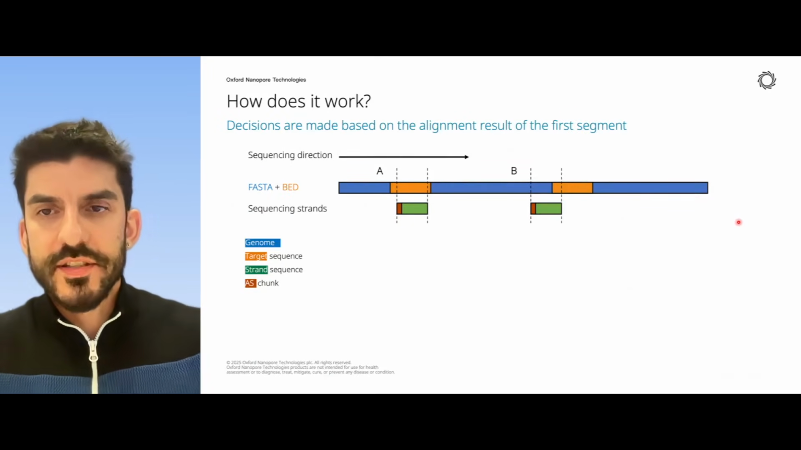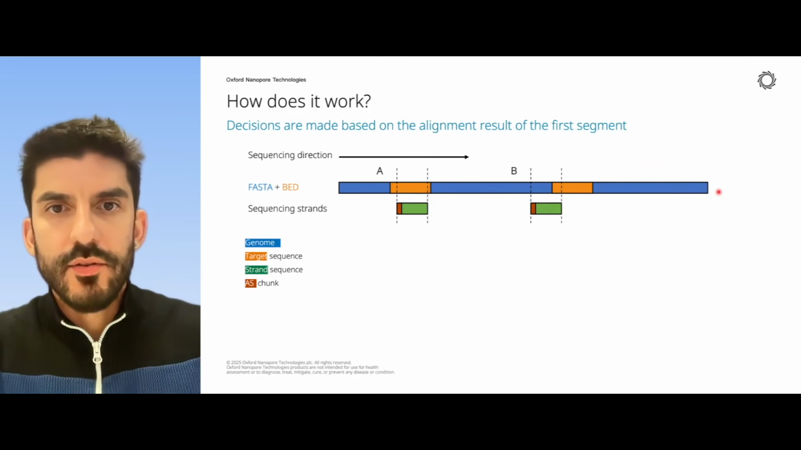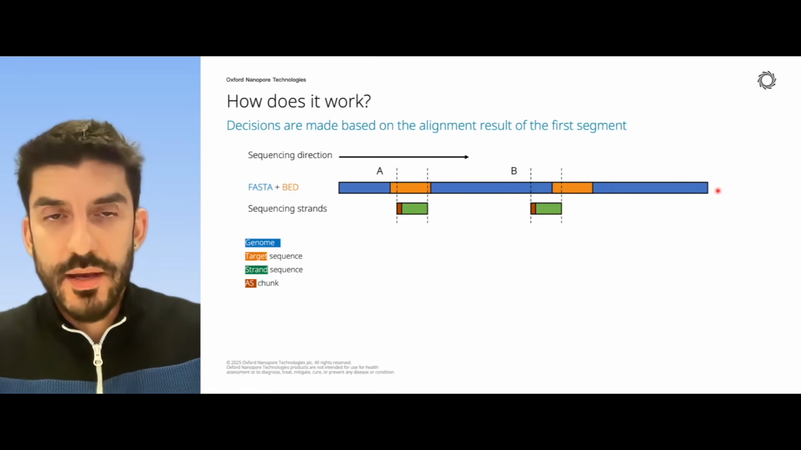So how does all of this happen in the system? If you imagine that this blue line here represents your FASTA, your reference file, containing all of the sequence present in your sample.